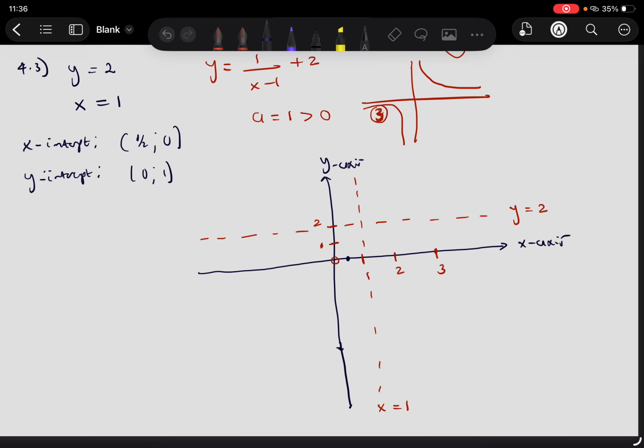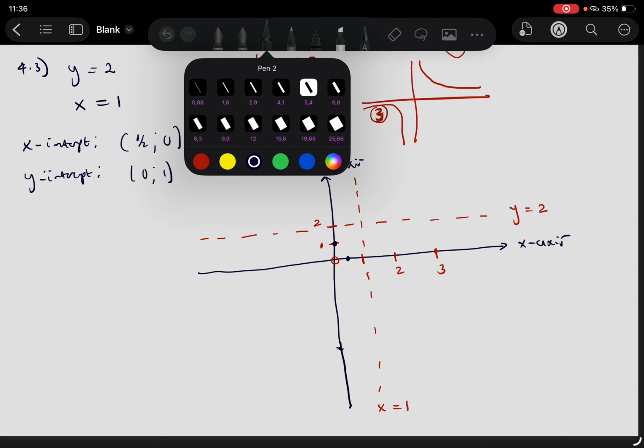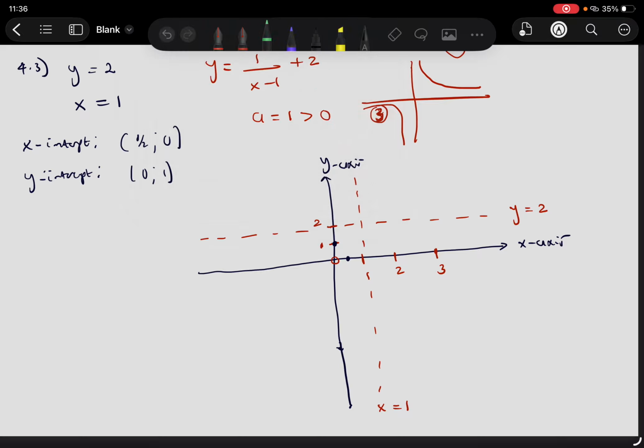Because it is an x-intercept. Then our second intercept is 0 and 1, which is our y-intercept. And that is just there. Maybe let me use a different color so we clearly see them. At 1 and at half.